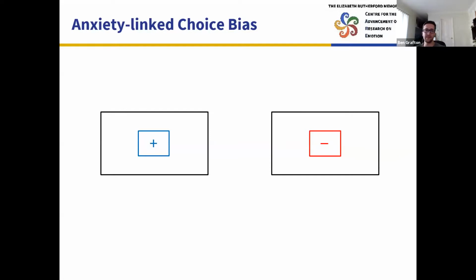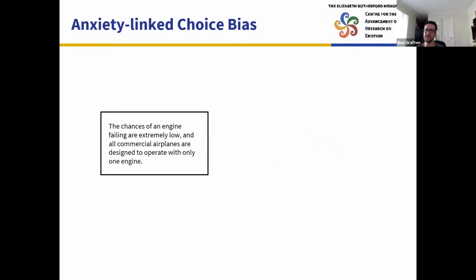So what they would get was this display at the start of the screen. You're going to get, what do you want to know about? Negative stuff or positive stuff about flying. And so people just had to click on the information they wanted to know about. So in this case, if you clicked on positive, you'd see, the chances of an engine failing are very low. And even if it did, planes can operate with one engine.